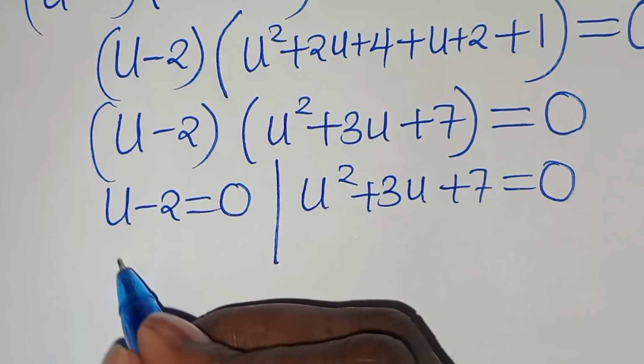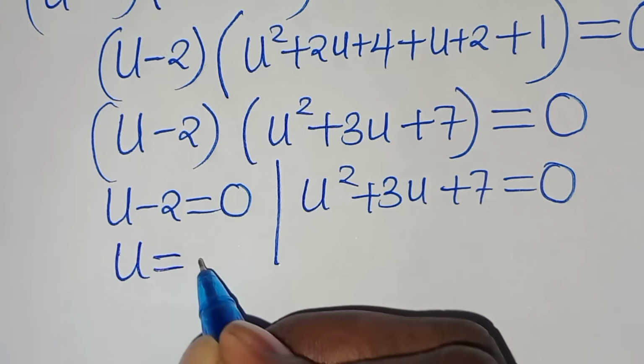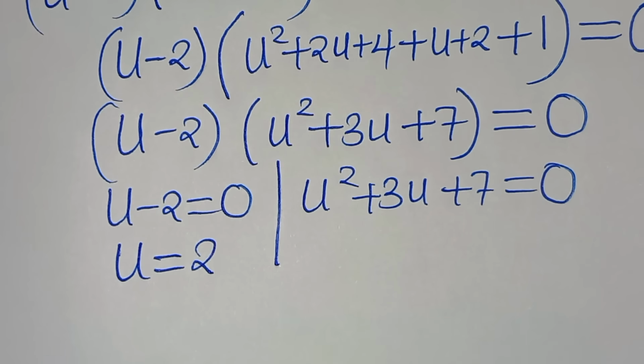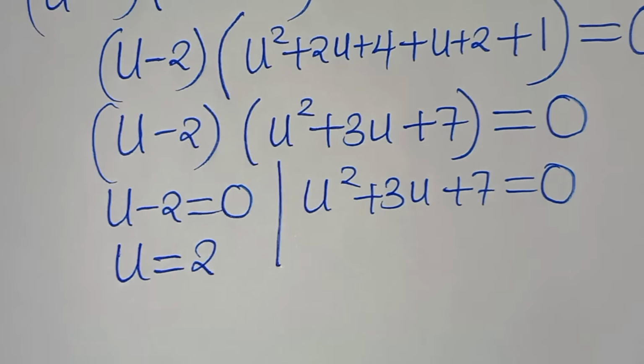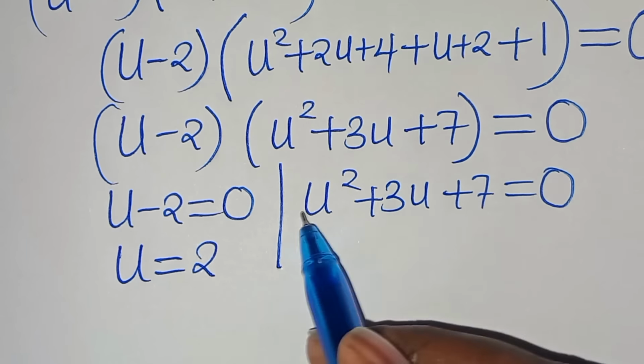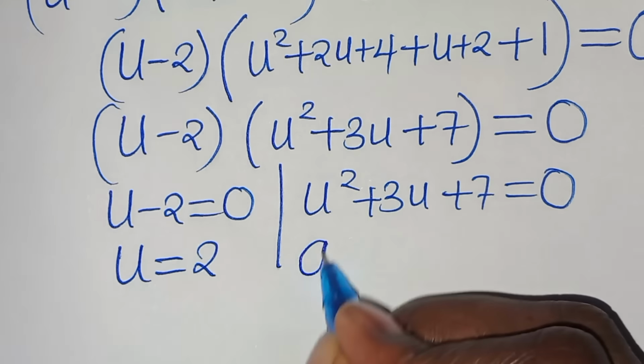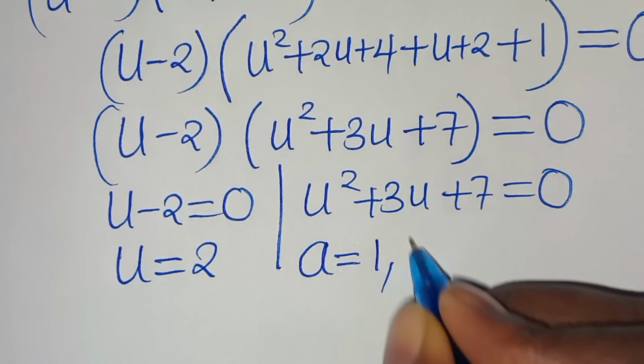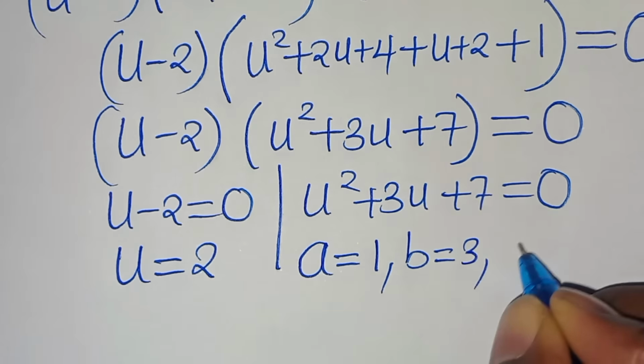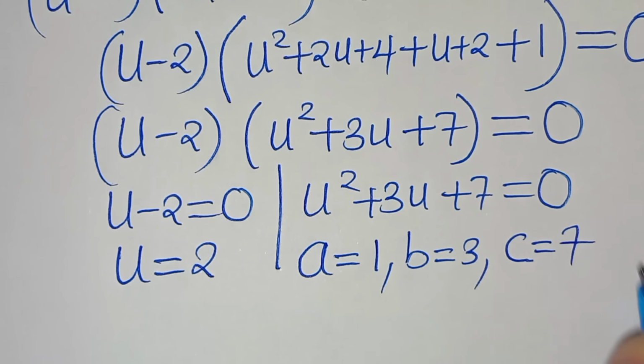From the first part here, we have that u is equal to 2. Now the second part here, this is a quadratic equation where we have a equal to 1, b equal to 3, and c is equal to 7.